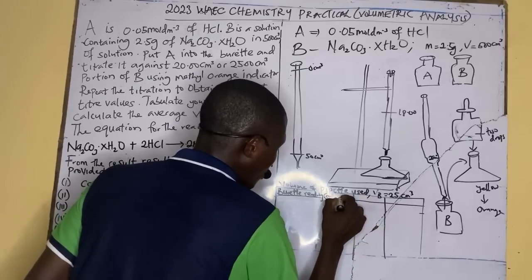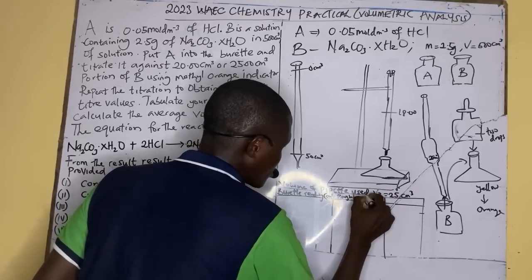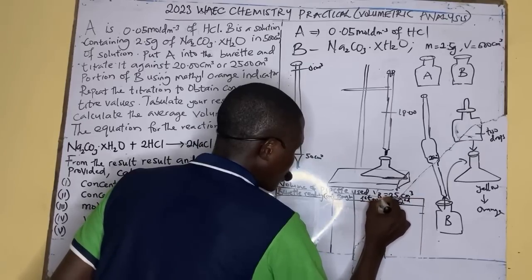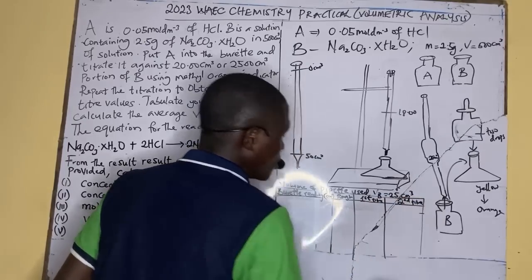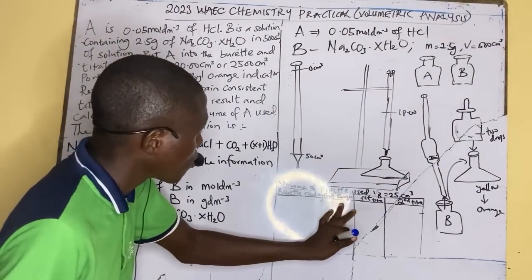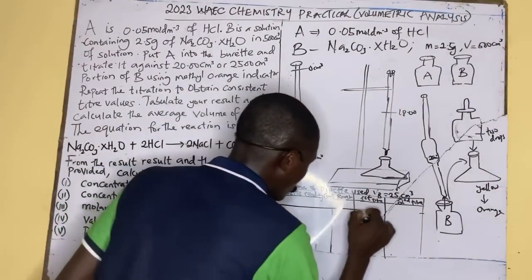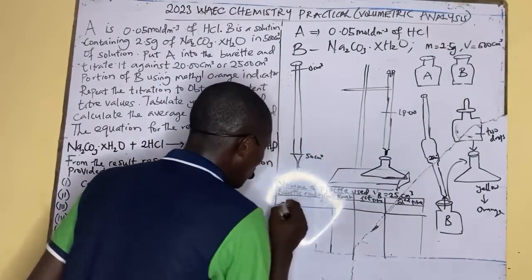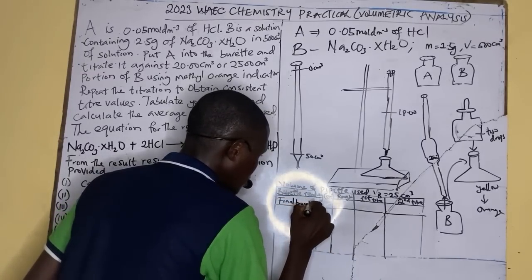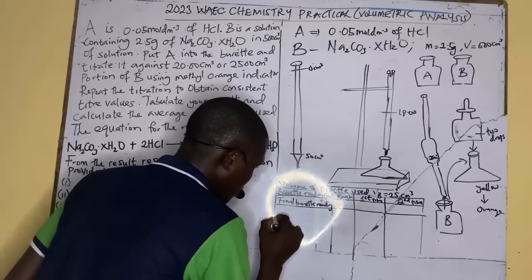So we have the rough titre, the first titre, and the second titre. Put titre here, second titre here. I want you to see the whole experiment. So burette reading in titre: rough titre, first titre, second titre. The next row here will be the final burette reading.